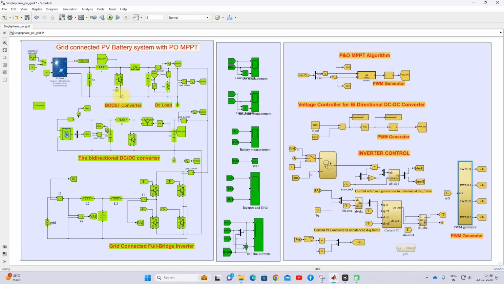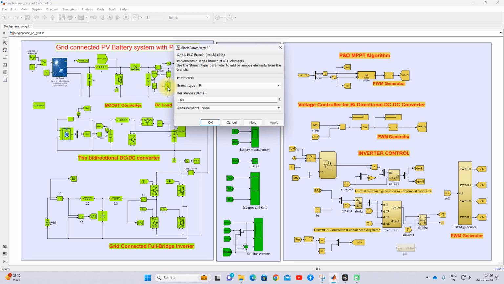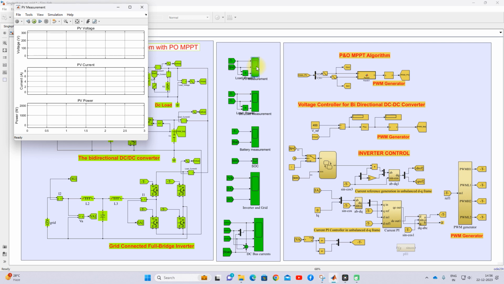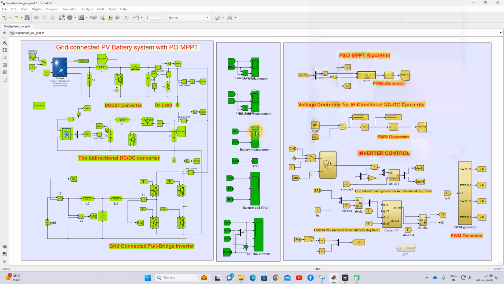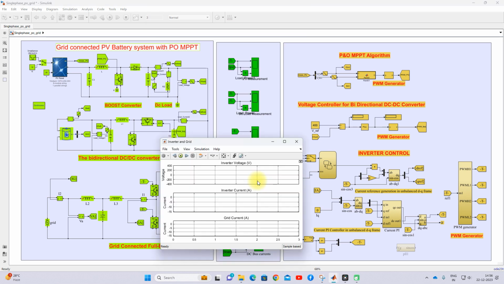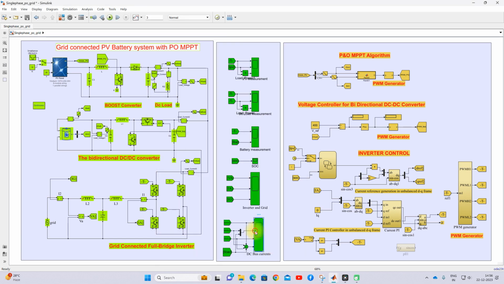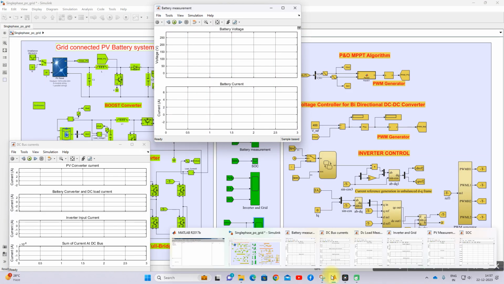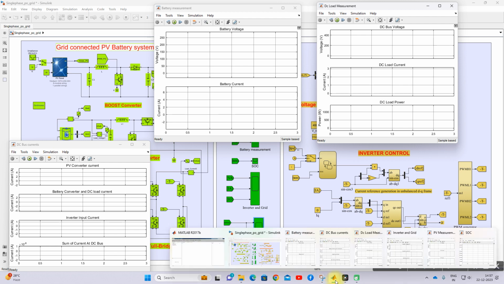Okay, and here we have the load, the DC load. According to the power generation, that means the PV current and associated battery, the total system will be controlled. In between, you will see the measurement blocks. Here we have PV measurement, DC load measurement, battery measurement, and inverter grid measurement, and then the output of the converter, all converter measurement, and the power balance checking scope.